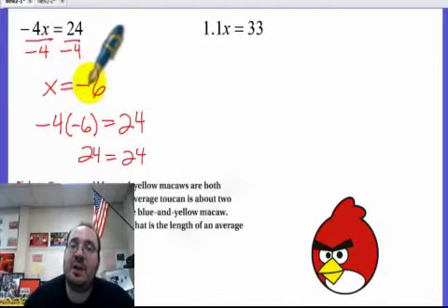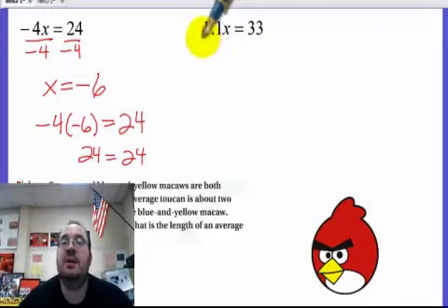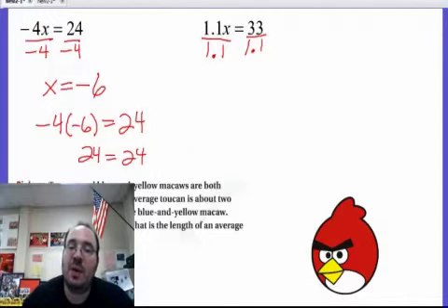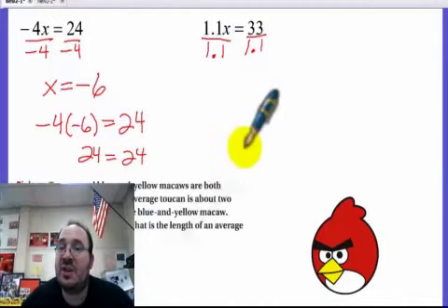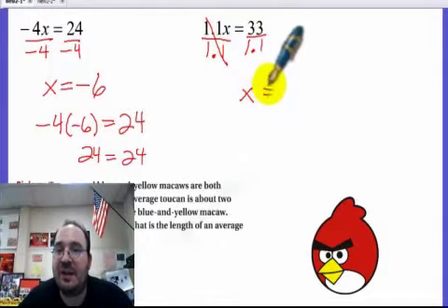And then the last one I'm going to do for you, I've got 1.1x equals 33. What's the opposite of multiply by 1.1? Divide by 1.1. So I do that on both sides. And if you want to use your calculator, you can. Actually, I'm going to show you a trick for this one. So those cancel on the left, and I get x.